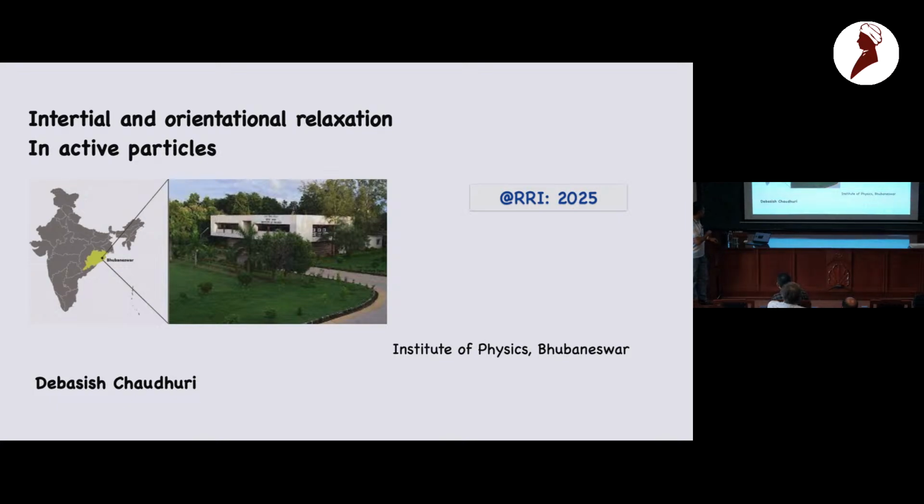I come from the Institute of Physics, which is on the eastern coast of India, for people who are not from India. This is the information, and there is a picture of our institute. Today I'm going to talk briefly about two parts. One part is inertia, and the second part is orientational relaxation and their impact on active particle properties.